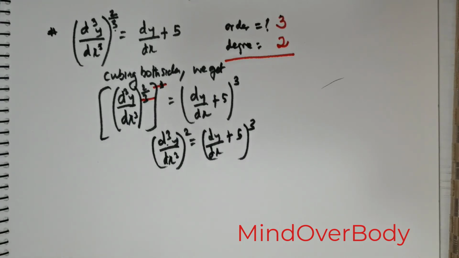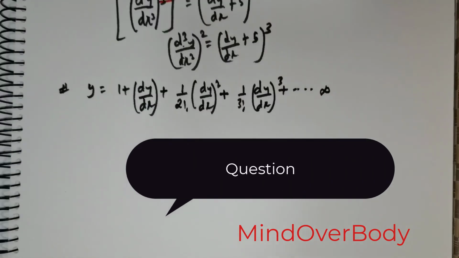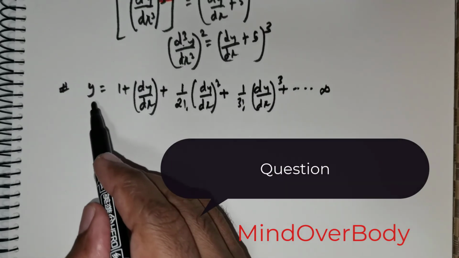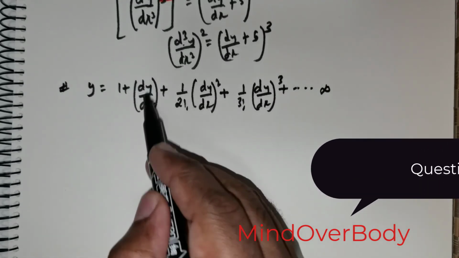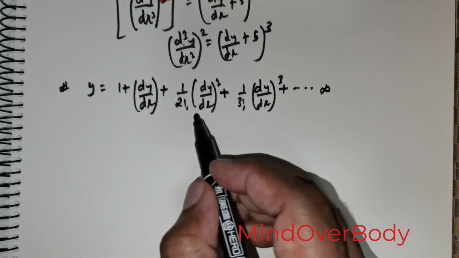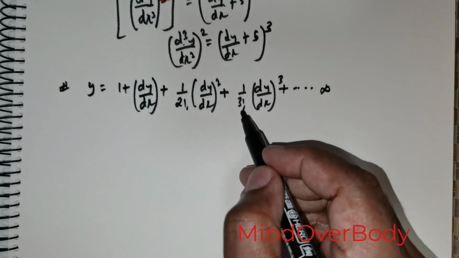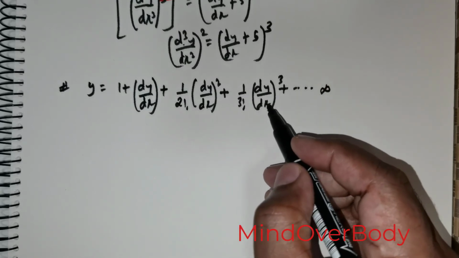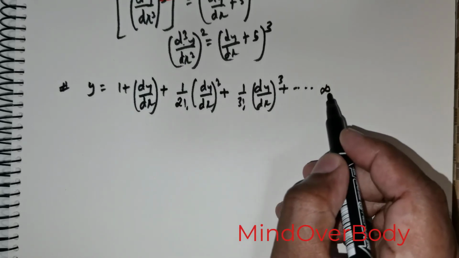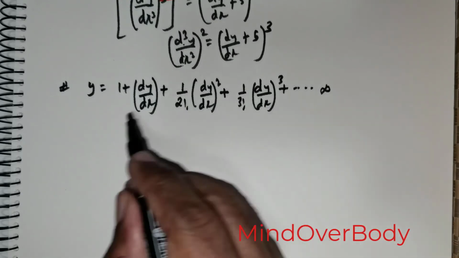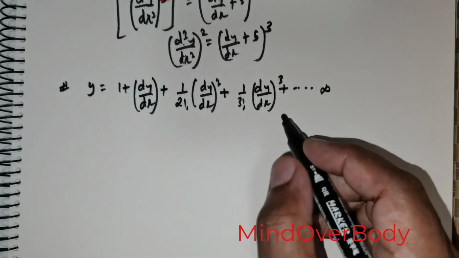So we'll move on to the next question, students. Students, we are given this question: y equals 1 plus dy over dx plus 1 over 2 factorial times (dy over dx) raised to the power of 2, plus 1 over 3 factorial times (dy over dx) raised to the power of 3, plus etc., up to infinity. So this is actually an infinite series.